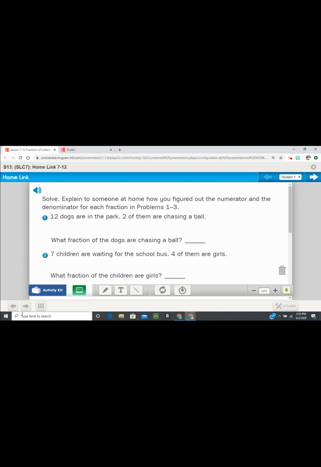12 dogs in the park. 2 of them are chasing a ball. Well, how many pieces do we have total in this? Well, in this case, there are 12 total dogs in the park, and only 2 of them were chasing the ball. So 12 here is going to be our denominator. And we're going to put up here with our numerator a 2, because only 2 of them were chasing the ball. 2/12 were chasing the ball. That answers this one right here.